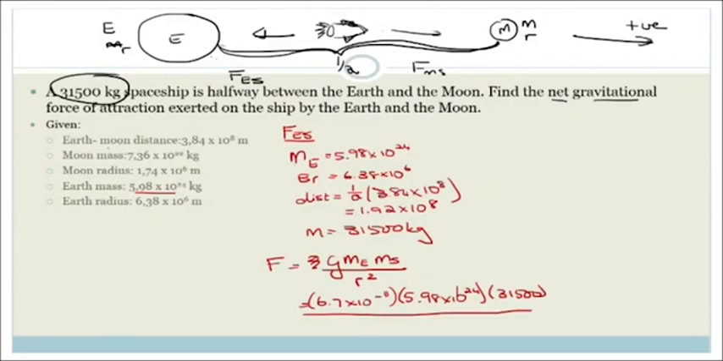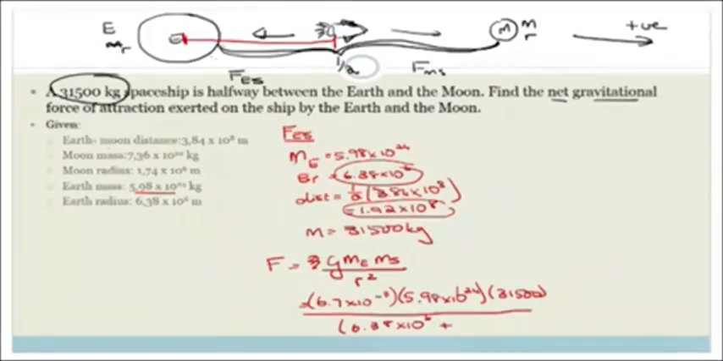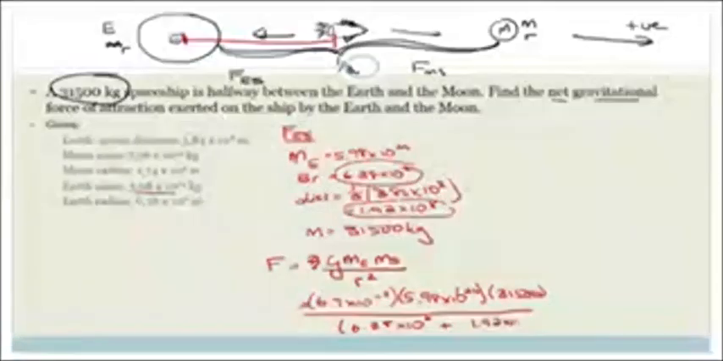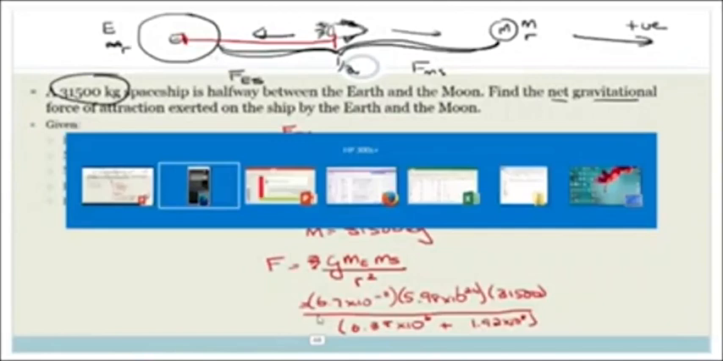So what do we need to do? We need to take that distance and add the Earth's radius to it, because we're going from here all the way to there. So that becomes 6.38 times 10 to the 6 plus 1.92 times 10 to the 8. Okay, so let's work out what that is.